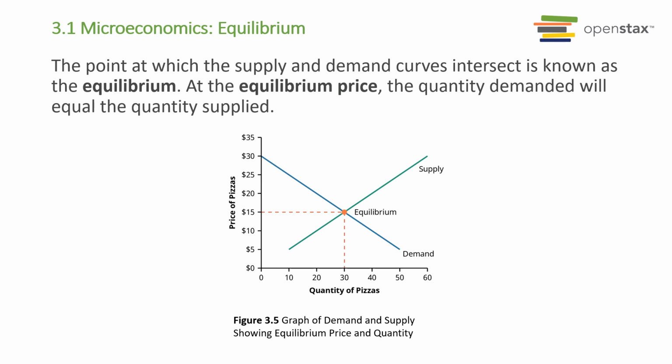Equilibrium is the point at which the supply and demand curves intersect. At the equilibrium price, the quantity demanded will equal the quantity supplied. In this example, that occurs with 30 pizzas at $15.